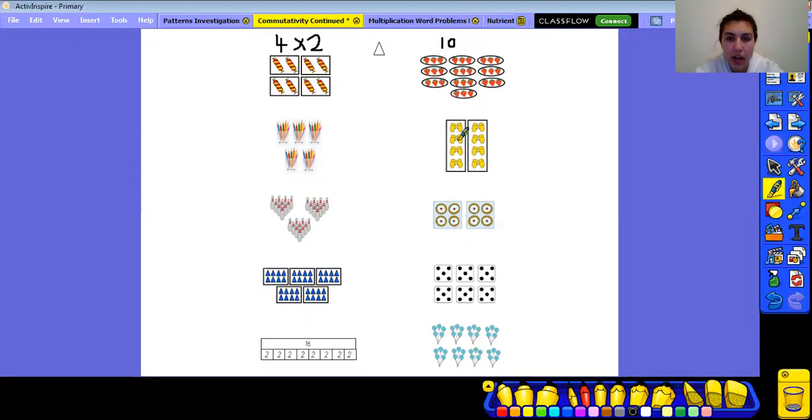So what have I got here? Oh, here I've got 2 groups. So I've got 2 groups of 4. So actually I can see that both of these use the same factors and there will be the same total amount of objects in each of those representations. So you need to do that for the rest of that sheet.